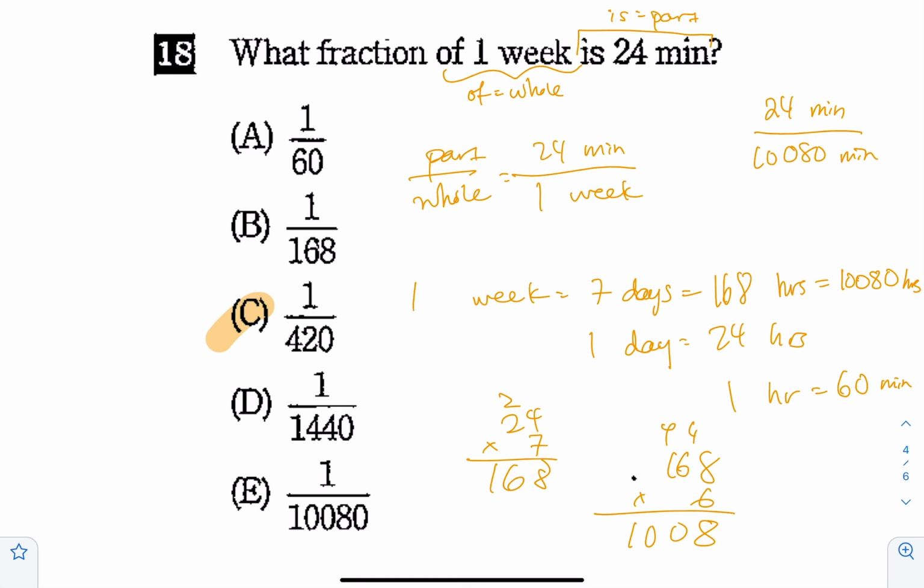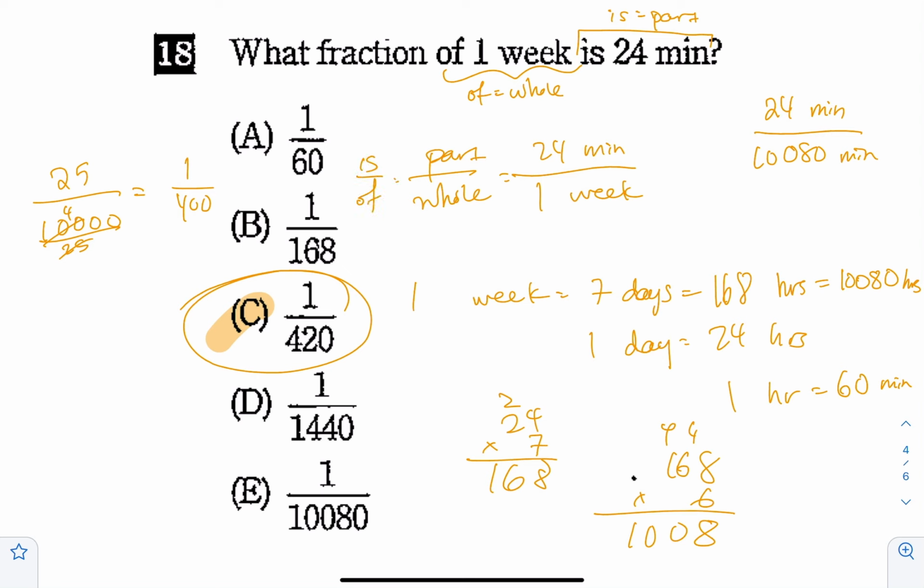And now from here you can actually just estimate, because this is about 25 divided by 10,000. So if you divide by 25, you get 1 over 400. And choice C is the closest. So again, this is just "is" over "of", or part over whole.